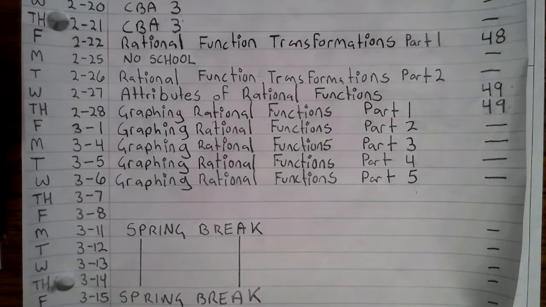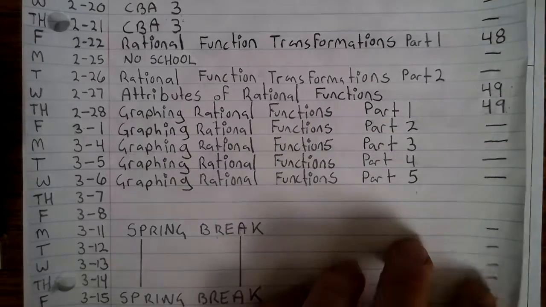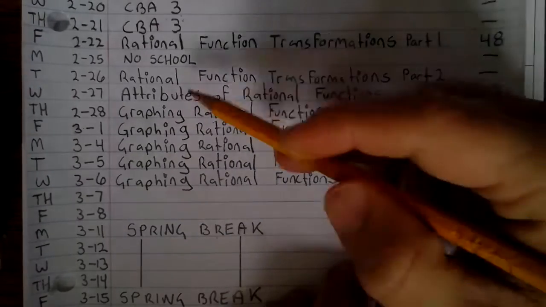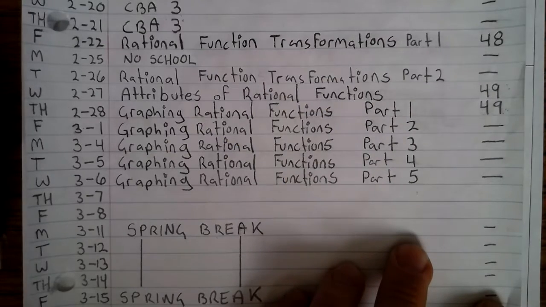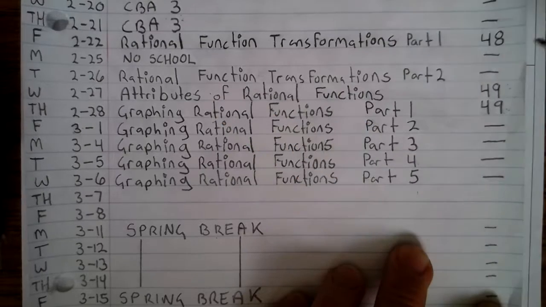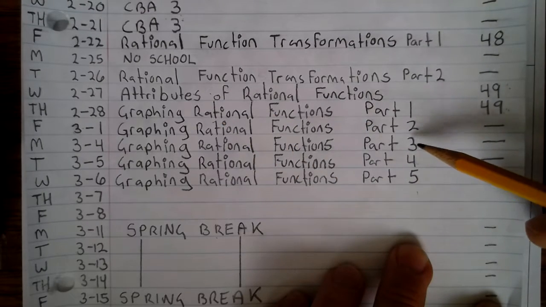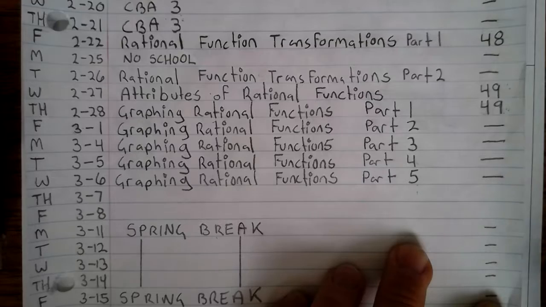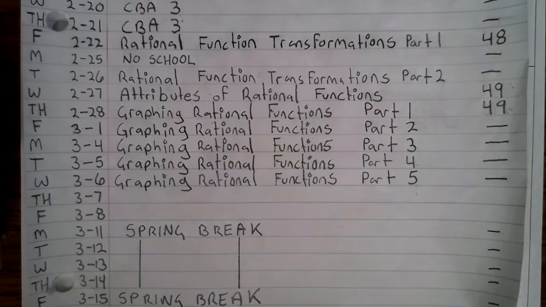Okay, Wildcats, today we're looking at Thursday, February 28th, Graphing Rational Functions, Part 1 on page 49. Now you'll notice that we have two page 49s because attributes and graphing go together. In fact, we're going to use the same notes from attributes for graphing. Also notice that we have a Part 2, Part 3, Part 4, and Part 5 of graphing rational functions. It's because this is a very difficult concept.